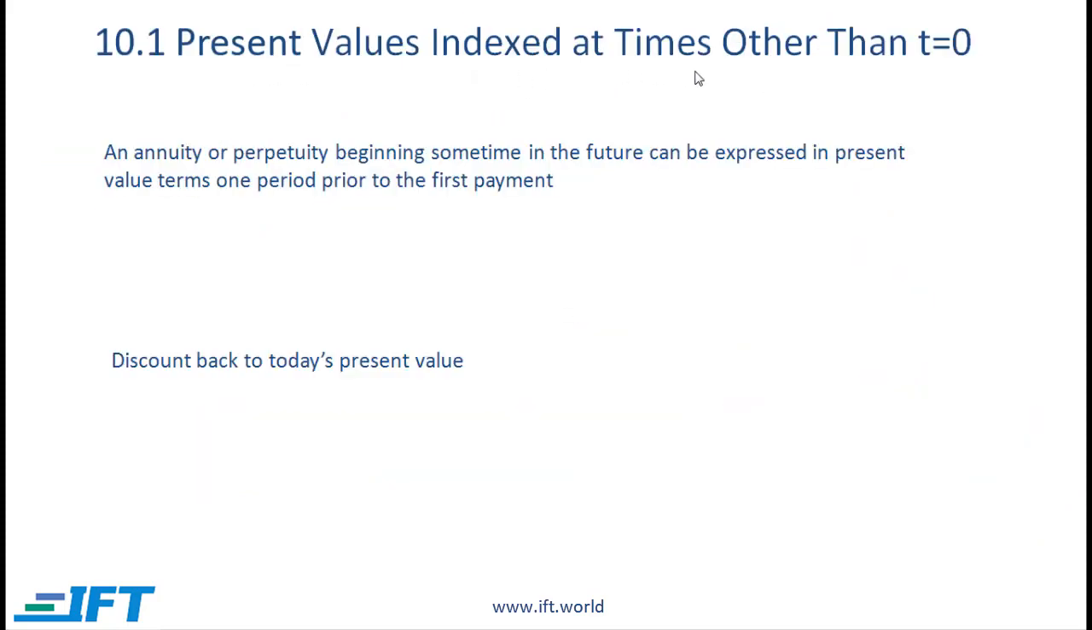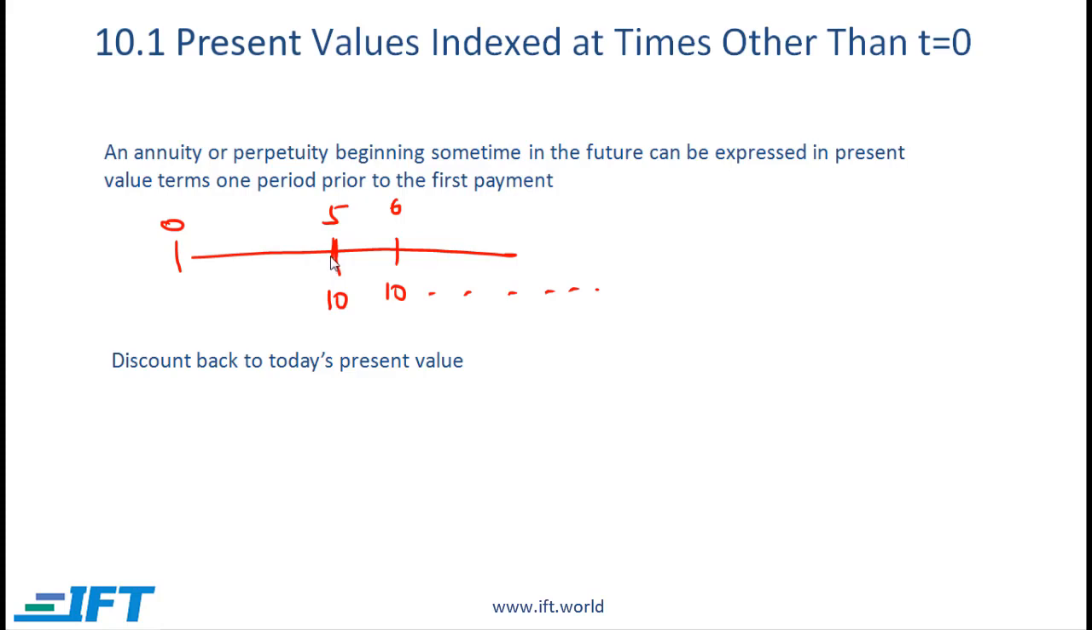Present values indexed at times other than t equal 0. An annuity or perpetuity beginning sometime in the future can be expressed in present value terms one period prior to the first payment. Let us look at a simple example here. Let's say that I offer you a cash flow which starts at the end of year 5, and this goes on forever. So I'll give you $10 at the end of year 5, end of year 6, and so on forever. So this is a perpetuity which is starting at the end of year 5.